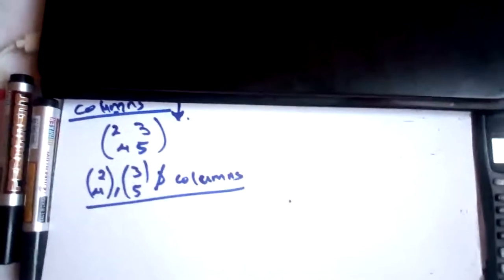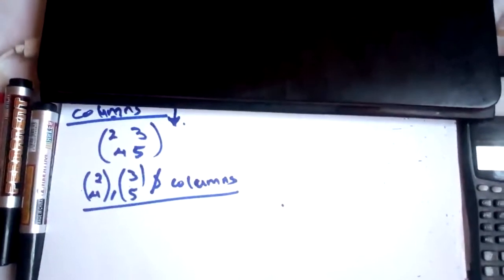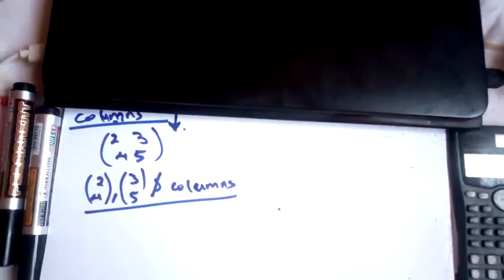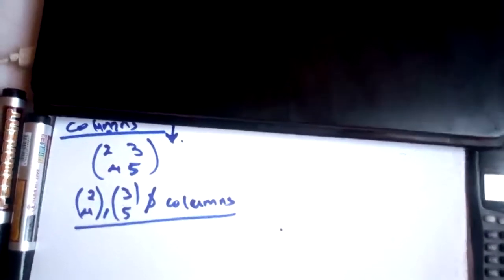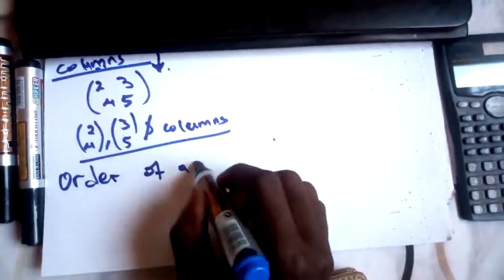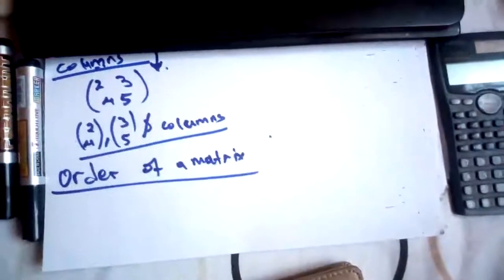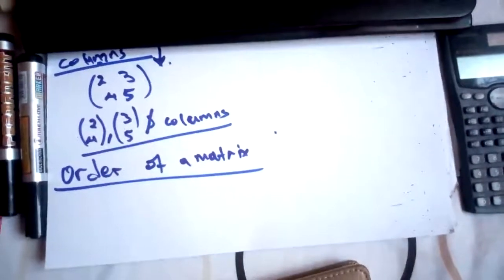Another term that we need to define when we are dealing with matrices is the order of a matrix. We shall first start with defining the order of a matrix.